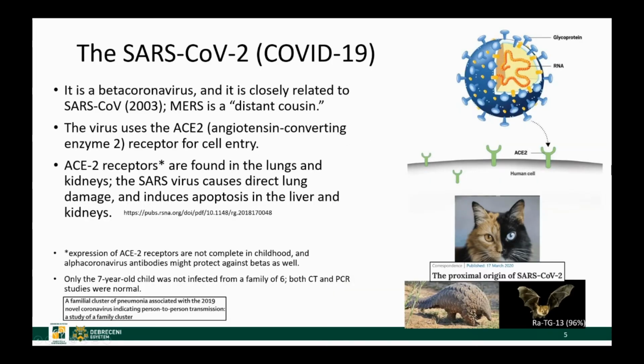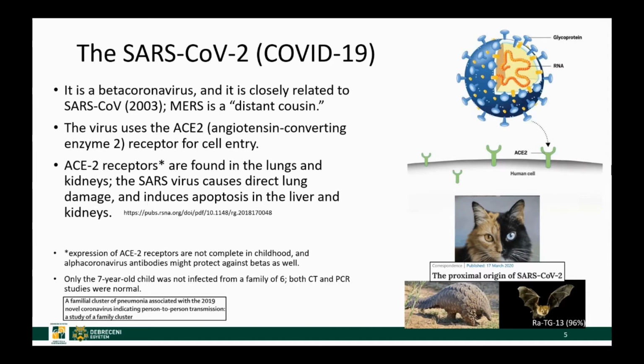A couple words on the virus. So the name is COVID-19 or SARS-CoV-2, and this virus is also a beta coronavirus. It is closely related to the SARS-CoV-1, which you might recall from 2003. That virus also caused a pandemic and reached various parts of Europe and even the United States. The MERS, which is the Middle Eastern Respiratory Syndrome virus, is the distant cousin of it.